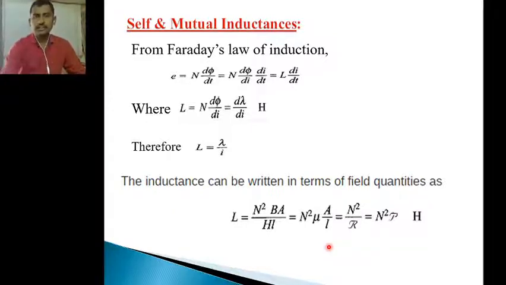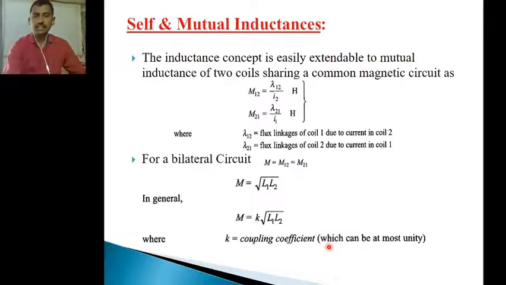However, not only self-inductance, we can represent the mutual inductances also. So what is the mutual inductance? The effect of the other coil on the same coil is called the mutual inductance. That means mutual inductance can be represented in two ways: M12, the mutual inductance of the first coil because of the second coil, and M21, the mutual inductance of the second coil because of the first coil.